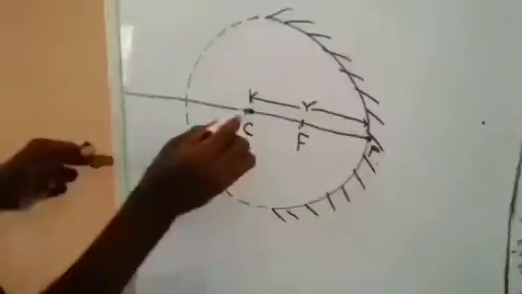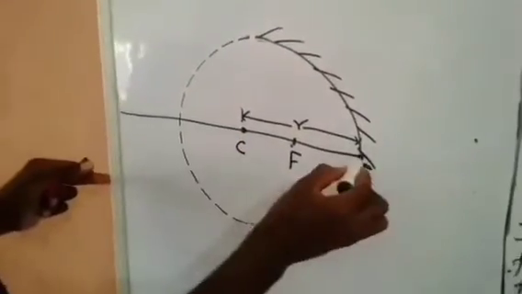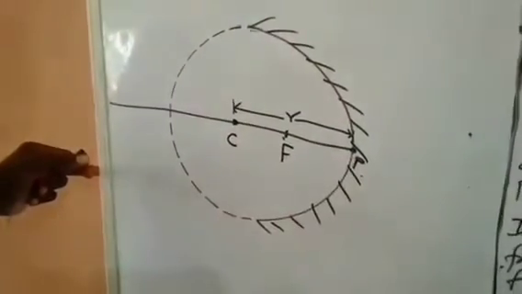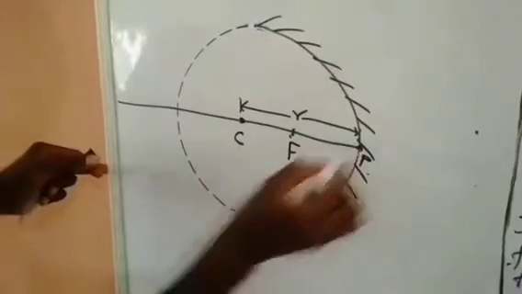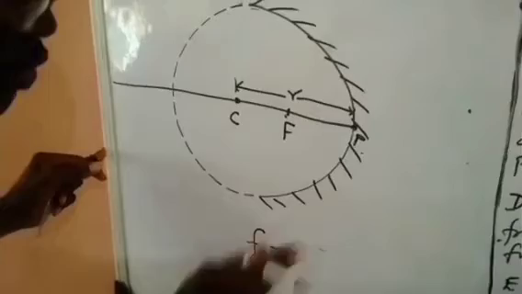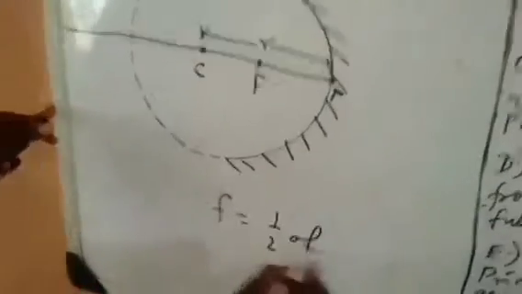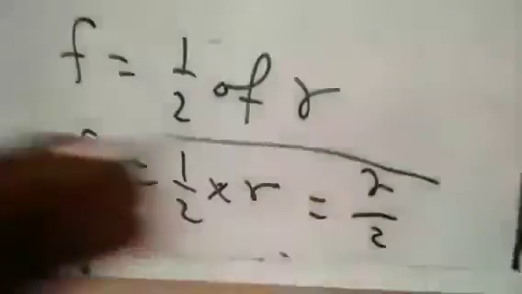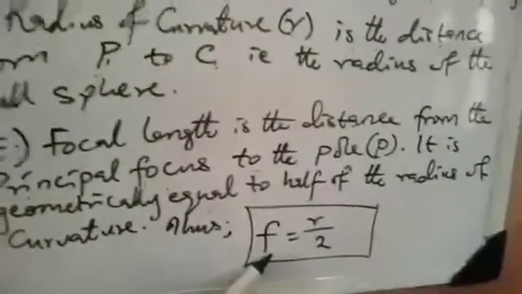to half of the radius of curvature, because we know that radius of curvature is from the center of curvature to the pole. Since the radius of curvature is from here to here, and focal length is from here to here, our focal length f is equal to half of the radius of curvature, R. Mathematically, this is equal to 1 over 2 times R, which simply gives us R over 2. And that is what we have here as the formula for the focal length.